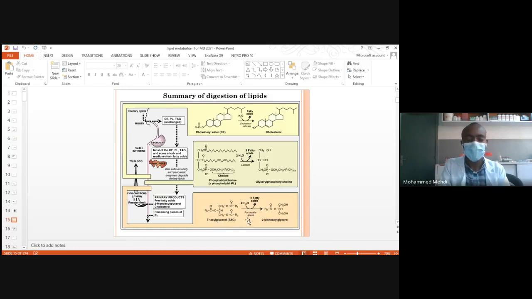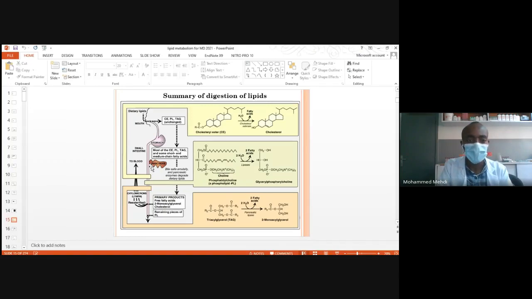Triacylglycerol is acted on by pancreatic lipase, which removes carbon number 1 and carbon number 3 of the triacylglycerol and forms 2 molecules of free fatty acid plus 2 monoacylglycerol. So these are the 3 types of lipid enzymes released from the pancreas that digest our dietary lipid.